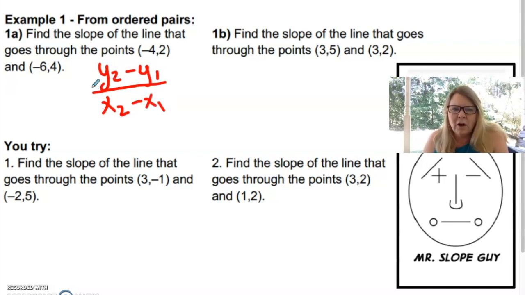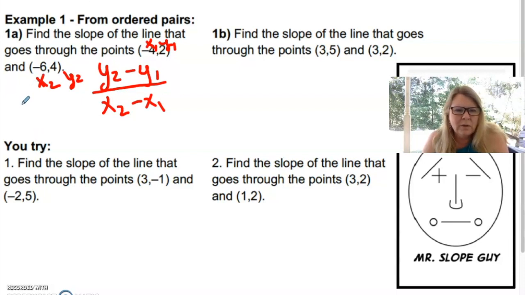Now this is often called rise because your y's go up and down, and your run, that's your x's, go left and right. So we often say rise over run, how much the y's change over how much the x's change. Remember, in your ordered pair, the x's are the first ones and the y's are the second ones. You can label this your first x, your first y, your second x, and your second y. Those are all options that you can write in if that helps you. So we're going to do y2 minus y1.